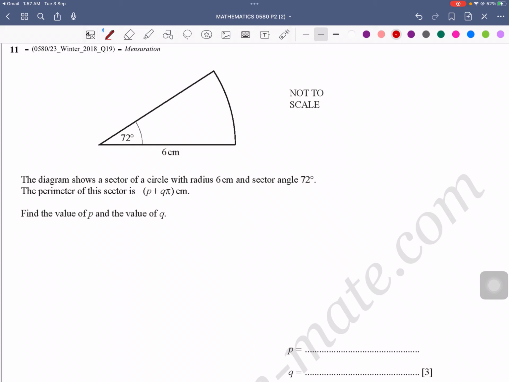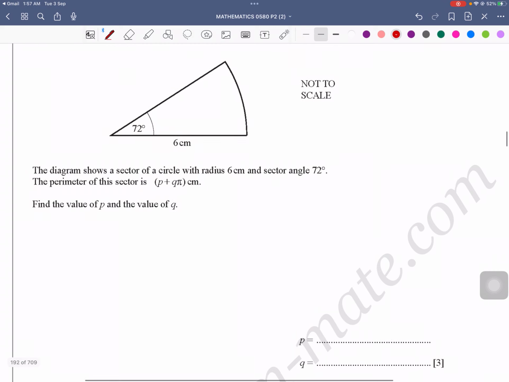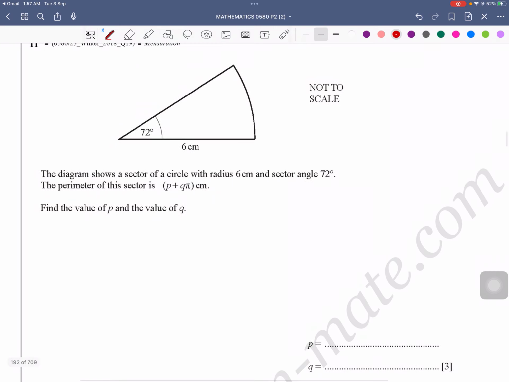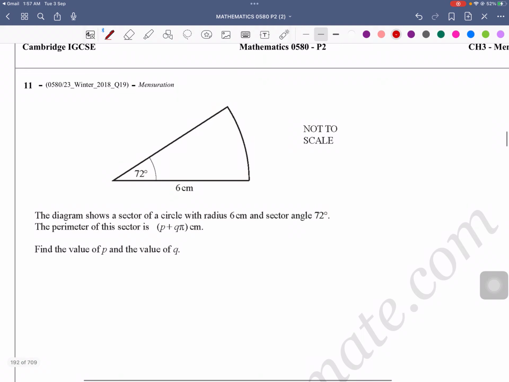Next thing is the diagram shows a sector of a circle with radius 6. So we know the radius, and they want to find the perimeter, right? So what is the perimeter of the sector? The perimeter of a sector is, let me highlight these lengths.